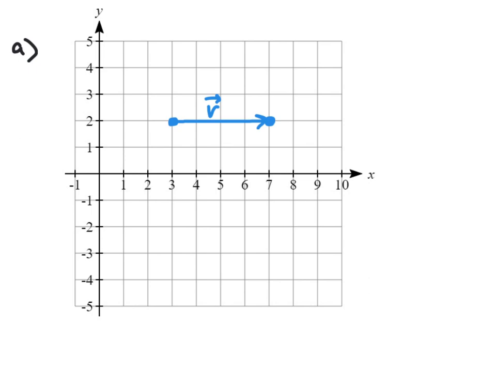We then plot vector w. We know its initial point is at (1, -4), and its terminal point is at the point (1, 0). And so we can see here that vector w is going to be a vertical vector. In this case, we notice that both vectors do have the same length, but they are pointing in different directions. v is horizontal and w is vertical. And so these are not equal. They have a different direction from each other.